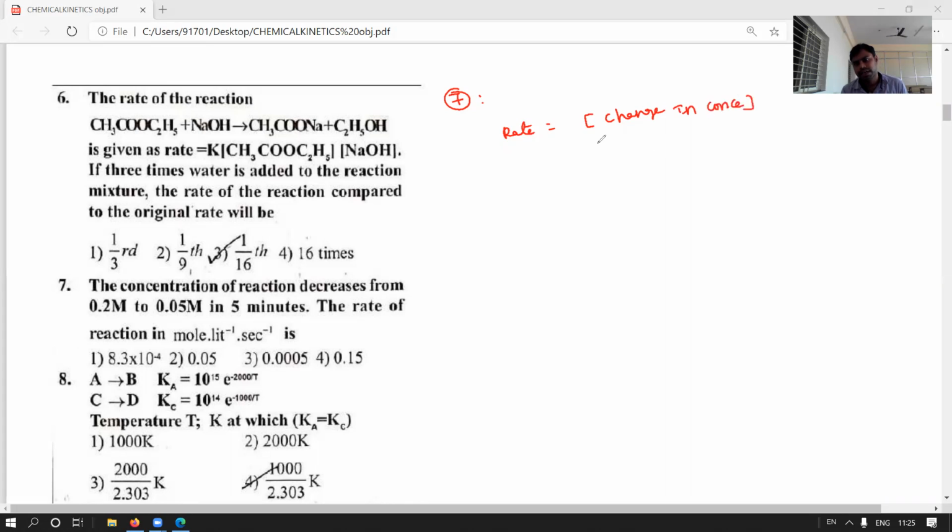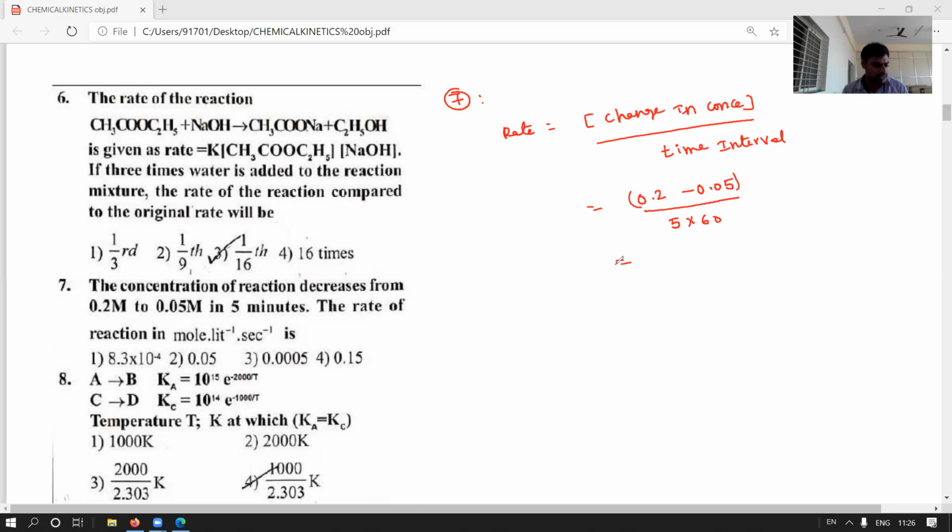Change in concentration by time interval. So the change in concentration means 0.2 molar becomes 0.05, that is 0.2 minus 0.05 divided by the time interval. See the units: if you observe, the rate is given in second inverse, but the time is given in minutes, that is 5 minutes, 5 into 60 seconds.